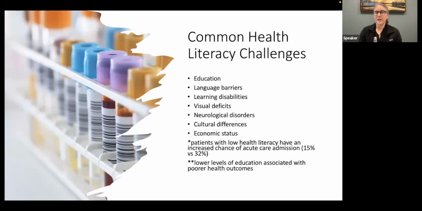We also know that lower levels of education are associated with poorer health outcomes. And it doesn't necessarily have anything to do with their ability to understand the health material or just in general their education. It's just a statistical fact. We know that people that have lower levels of education tend to have poor health outcomes. And so making sure that we spend more time with people that have less education is really important, because we know that they're more likely to have poor health outcomes. So anything that we can do to try to overcome that should be something that all healthcare organizations strive to do.